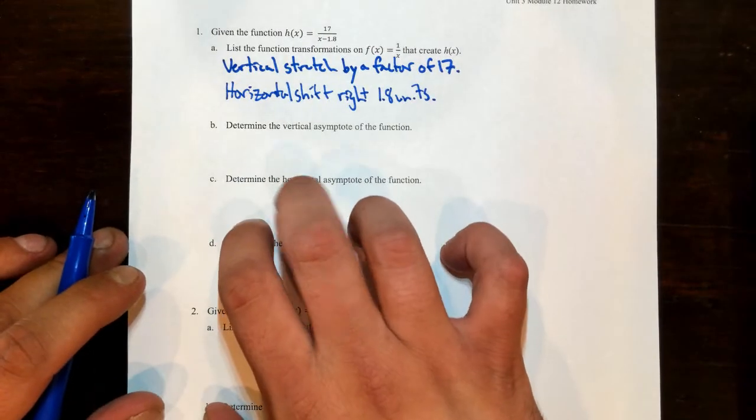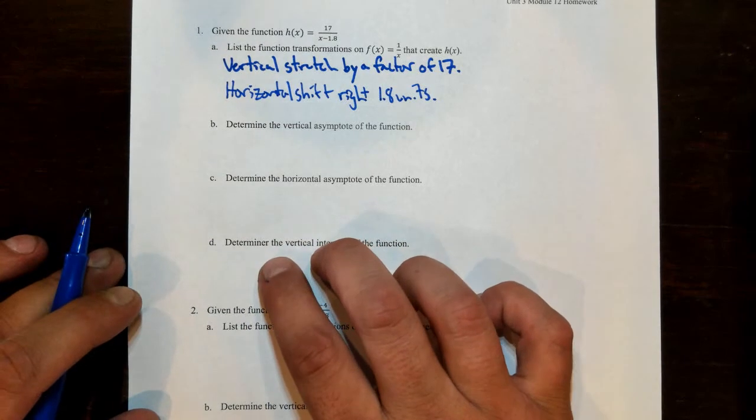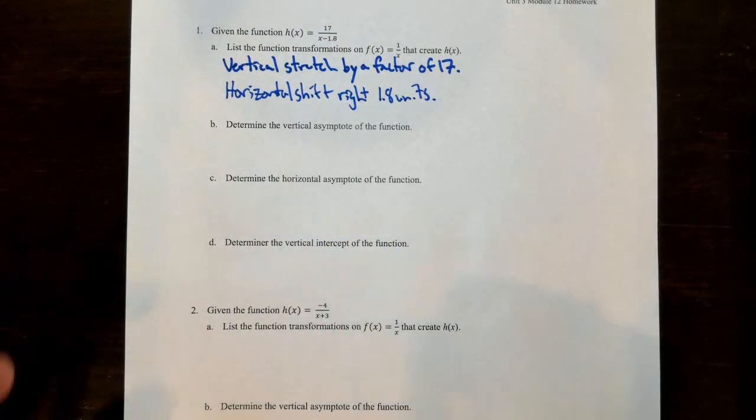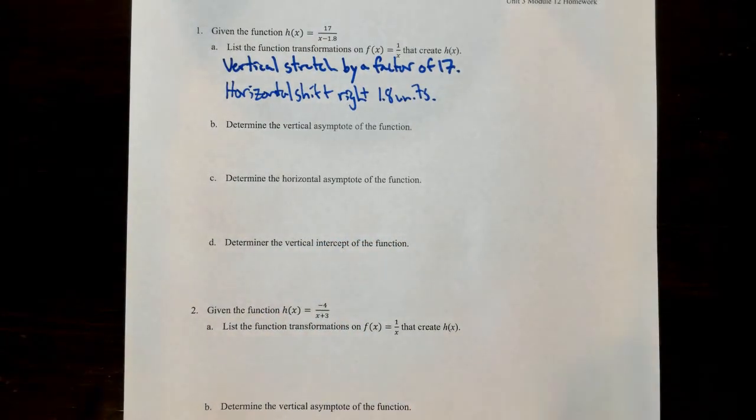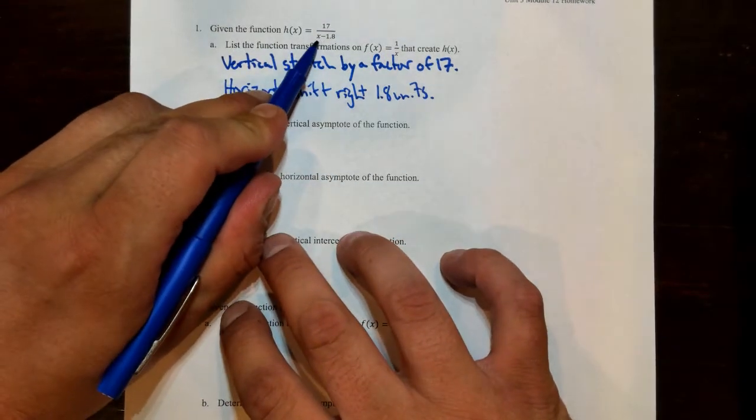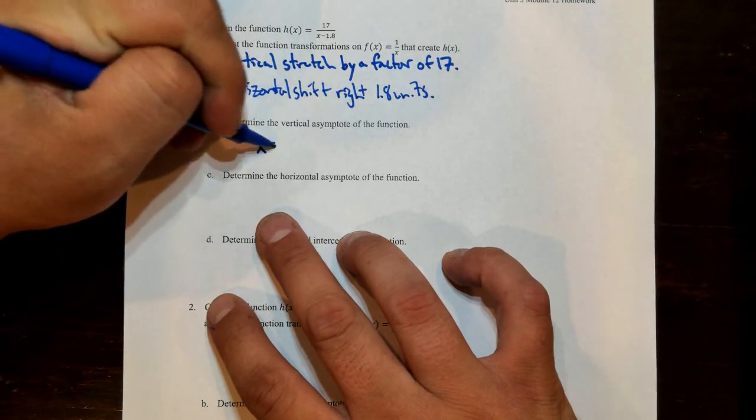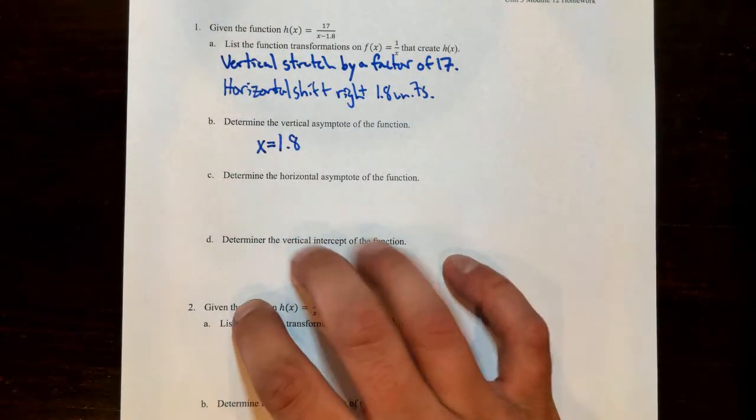And then determine the vertical asymptote of the function. So the vertical asymptote is the spot where the denominator equals 0. Remember, we can't divide anything by 0, so the function won't exist there. So what can we plug in for x that will make the bottom equal 0? Well, that's going to be x equals 1.8.